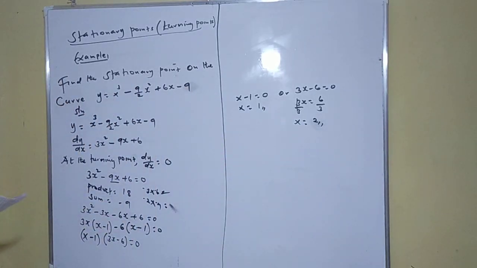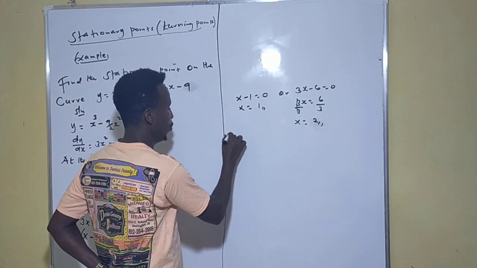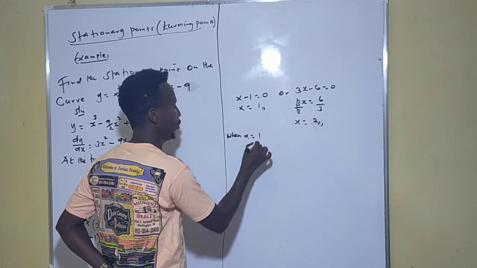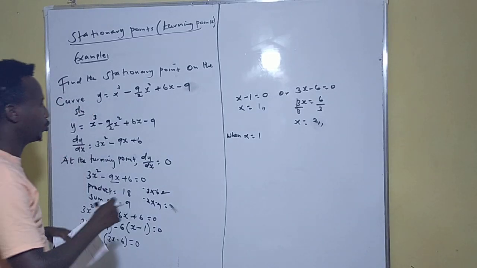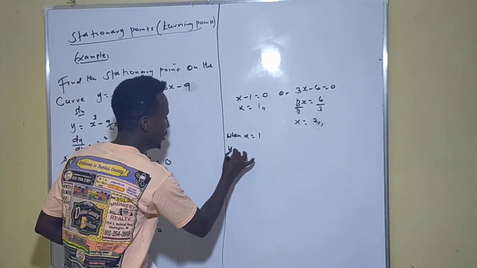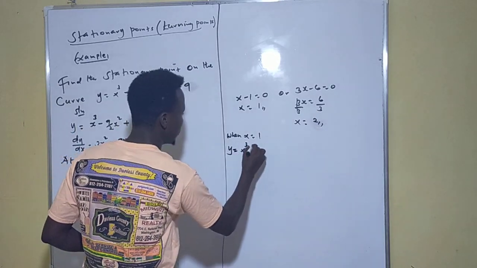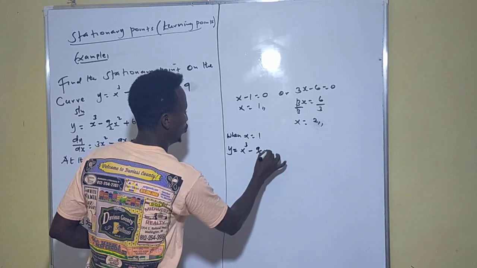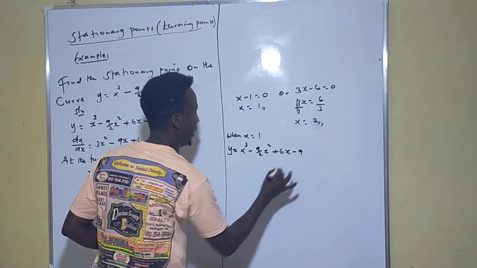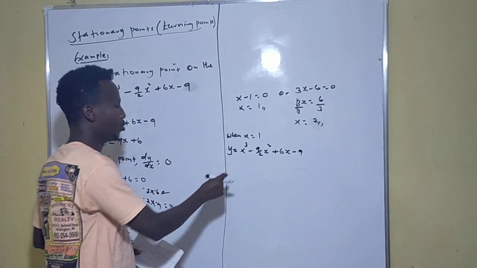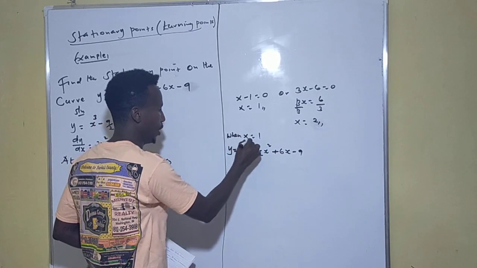Remember, we have gotten the x values. So let's get the corresponding values for y. We are going to say when x is equal to 1, then you will come back to this one, because we want to get y values. Remember, we have y is equal to x to the power 3 minus 9 over 2 x squared plus 6x minus 9. So when x is 1, we are going to substitute 1 in place of x, don't forget.